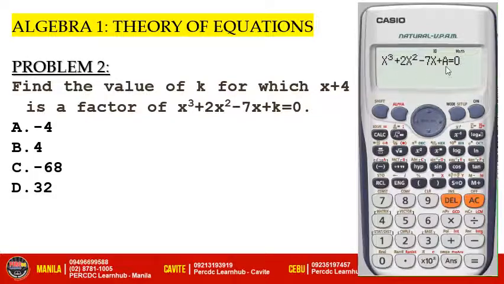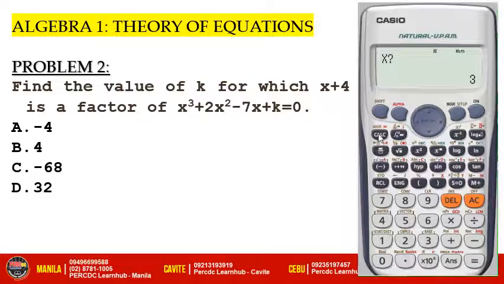So, ang isosolve natin dito is si a. Okay? So, ibig sabihin ng factor, that is yung remainder natin is 0. So, shift, comma, and then alpha a. So, ibig sabihin po niyan, ang isosolve po natin ay si variable a. And then shift, calc. So, magtatanong siya ng value of x natin.